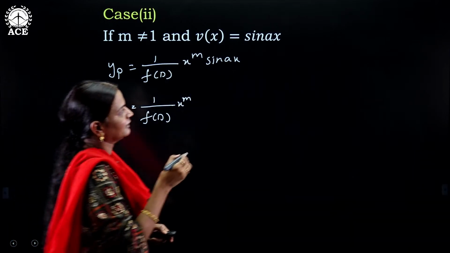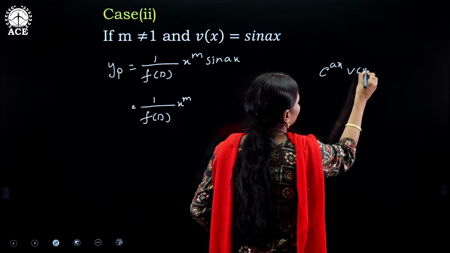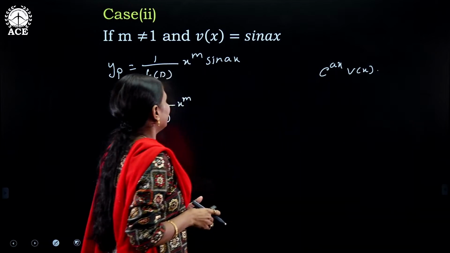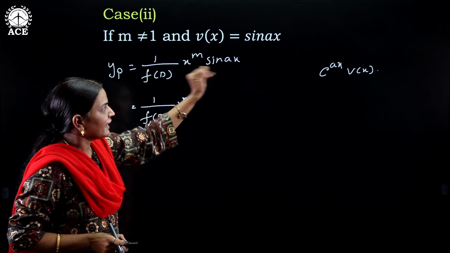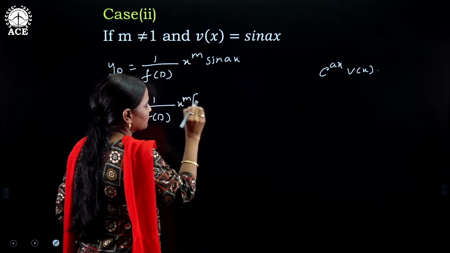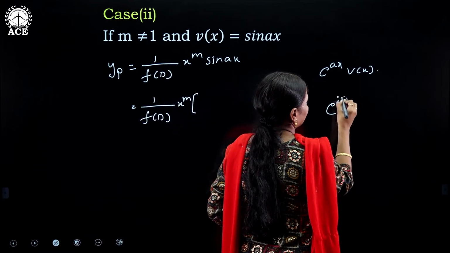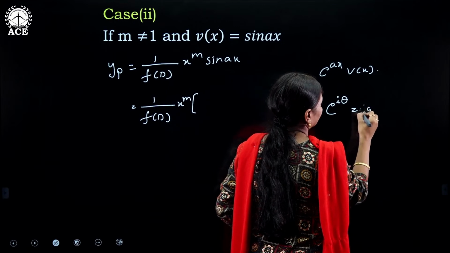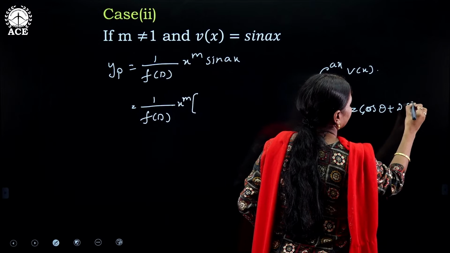What is the fourth method? The fourth method is the e power ax into V of x form. But here, with x power m, we are unable to write x power m in exponential, but we can write sin ax in terms of exponential. How to write sin ax in terms of exponential? What is the e power i theta formula? e power i theta is equal to cos theta plus i into sin theta.